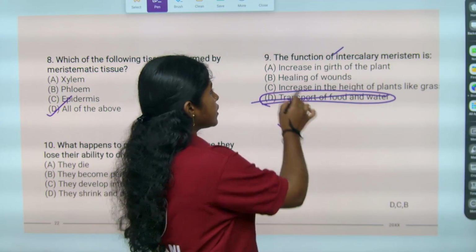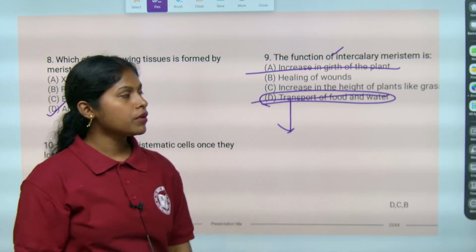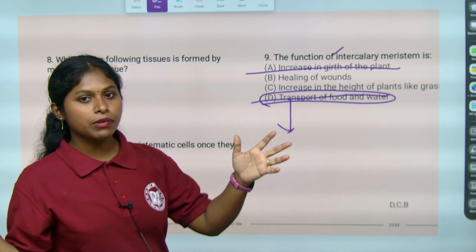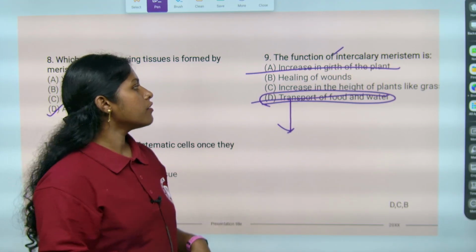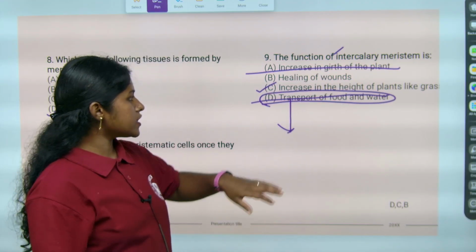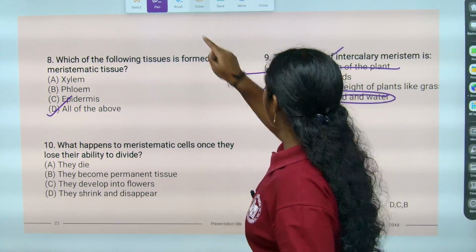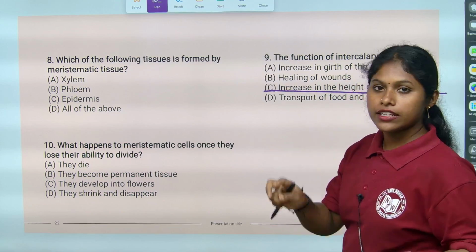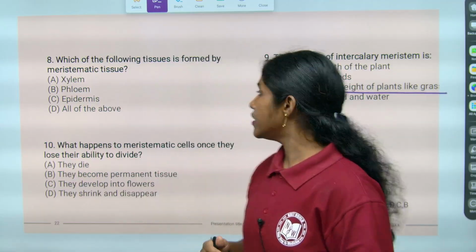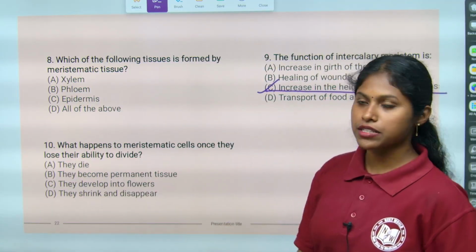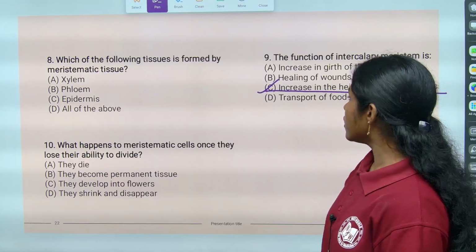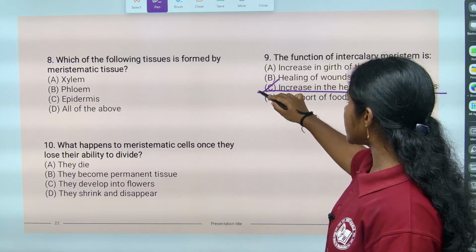So here they are asking growth of the plant. We can directly eliminate this option, because the meristematic tissue responsible for growth of the plant is lateral meristematic tissue, right? Healing of wounds, increasing the height of grass-like plants. So here the answer is C, because in plants, mainly grasses, the regeneration, when the herbivores, the plant eaters, graze the grasses, they regain growth due to this intercalary meristem. Healing of wounds is by the parenchyma tissue, right? It is a permanent tissue, a simple permanent tissue, right children? So here the answer is C.